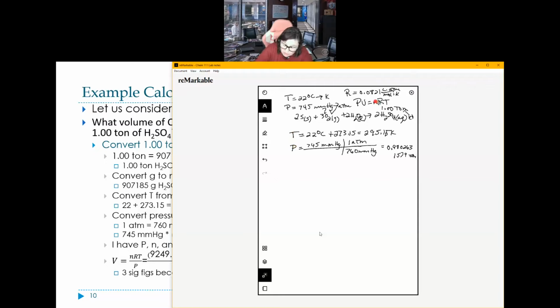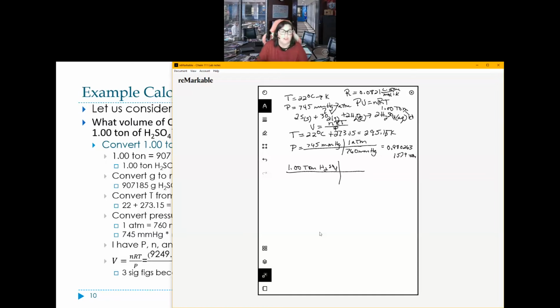Pressure, temperature. I don't know the volume. So let me remind you that we're looking for volume. So the volume is going to be equal to number of moles times the gas constant times the temperature divided by the pressure. Okay, so I have T, I have P, I have R, but I don't have n. I need to know the number of moles. So I know that I want 1.00 ton of H2SO4.